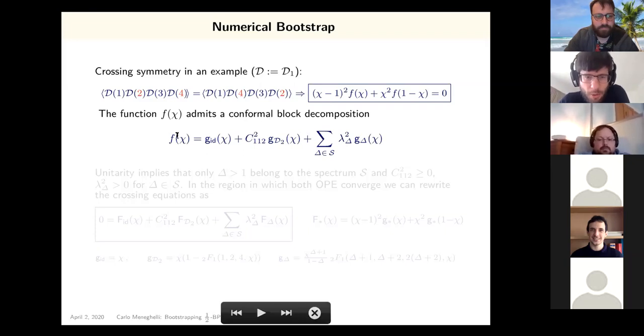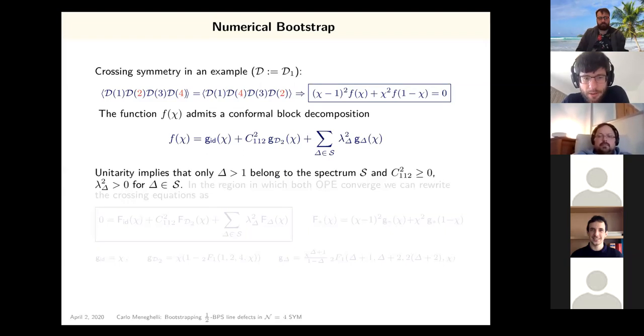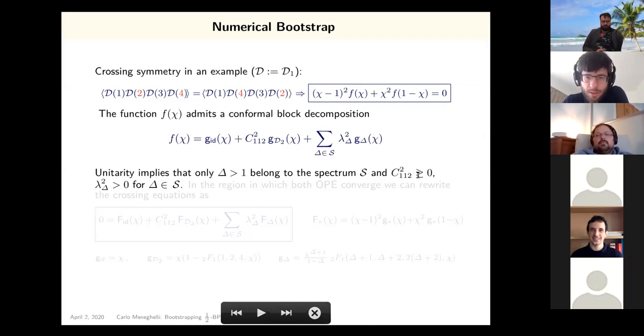Okay, so there is this conformal block decomposition. What we don't know in general is S, this curly S, which is the values of delta we are summing over, the spectrum, or at least the part of the spectrum which is relevant for this four-point function. And we don't know the positive numbers C squared 112 and C squared delta. As I say, unitarity implies that delta is bigger than one, but also that these C squared are positive and lambda squared is positive.